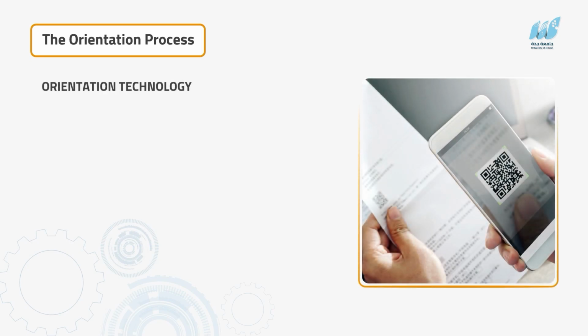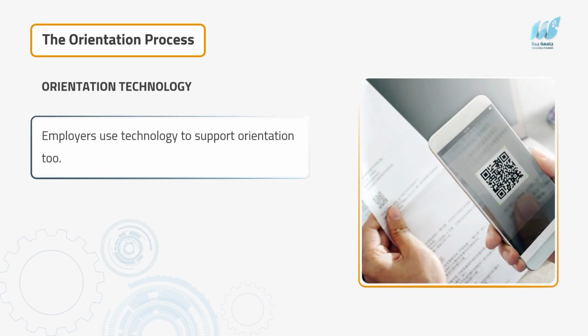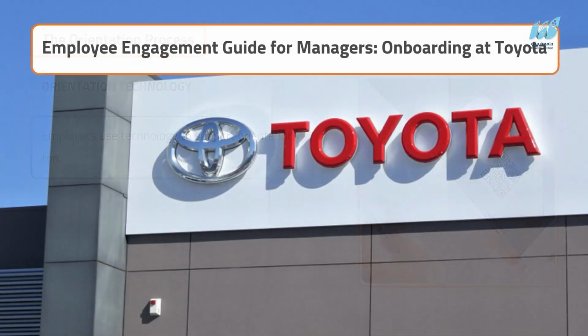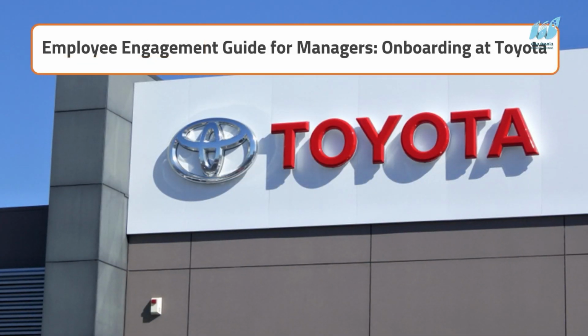Orientation technology. Employers use technology to support orientation too. Some employers place scannable QR codes along the orientation tour's stops to provide information about each department and its role. Other companies gamify onboarding, for instance, by offering rewards and recognitions for new hires' contributions. Employee Engagement Guide for Managers.